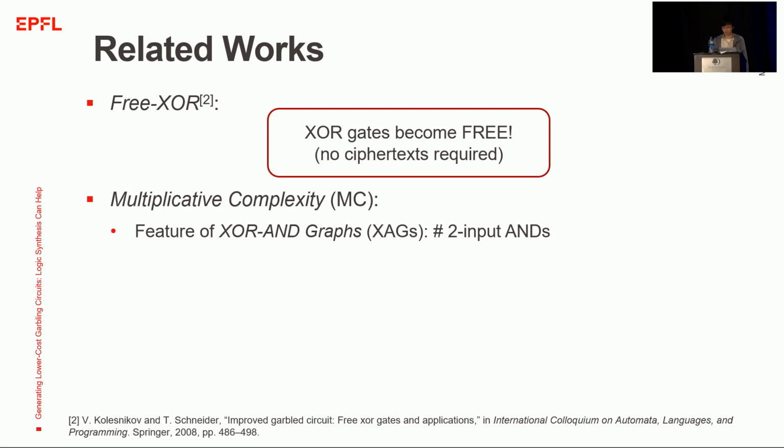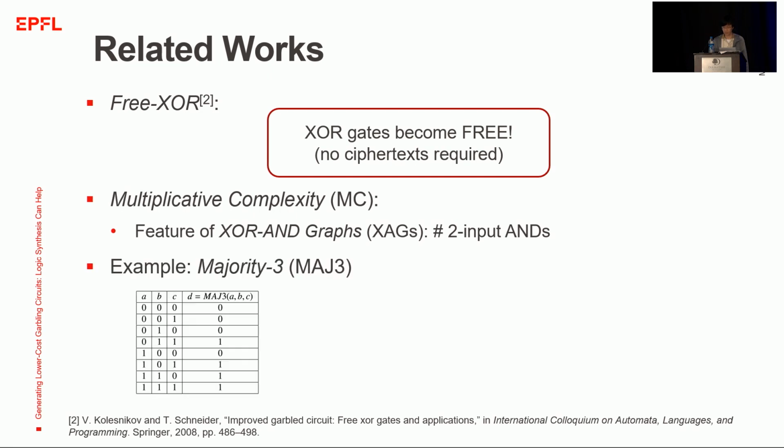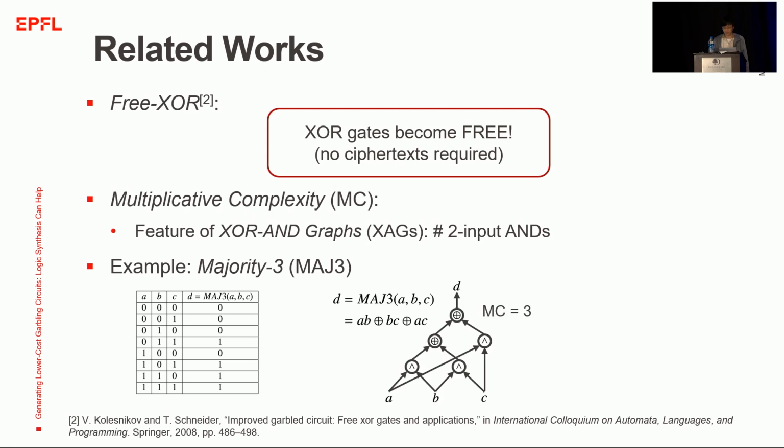After implementing a function as an XAG, that is, over two-input AND, two-input XOR and inverter, the MC of this graph is the number of AND gates in it. Given the function, its XAG representation is not unique. Take the three-input majority as an example, whose truth table is shown here. It outputs true if more than half of its input signals are true. There is such an XAG implementation for majority three, whose MC is three.